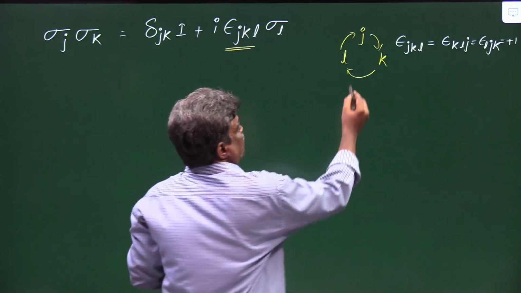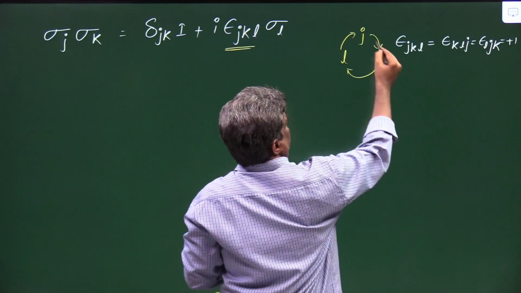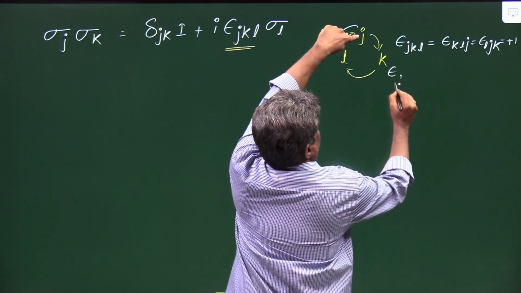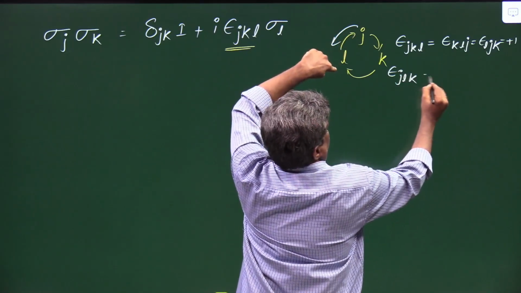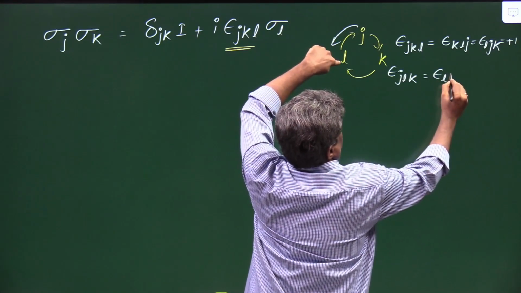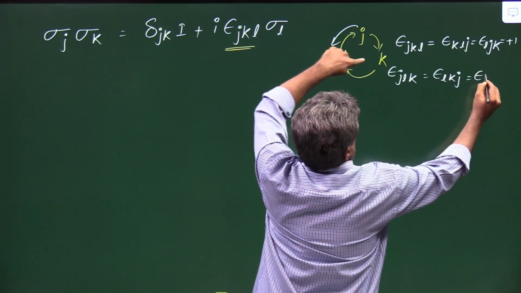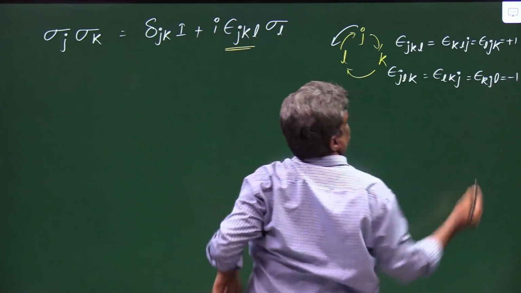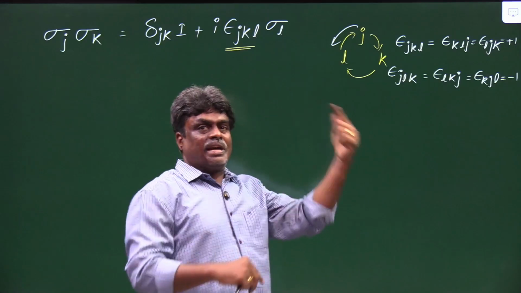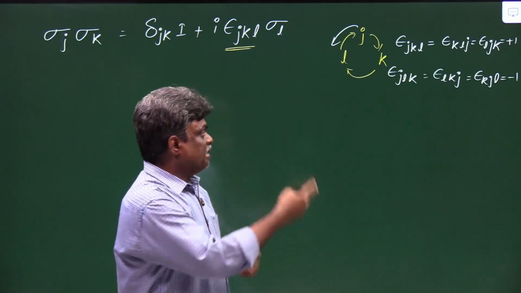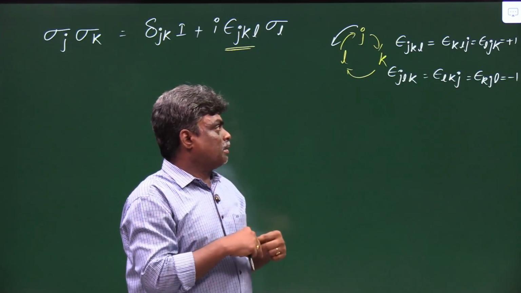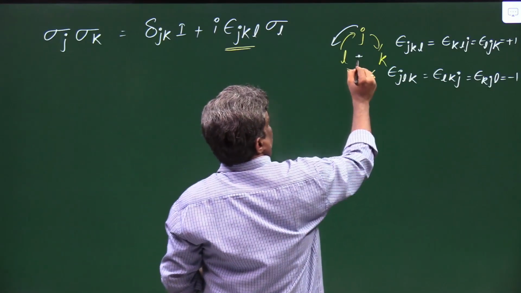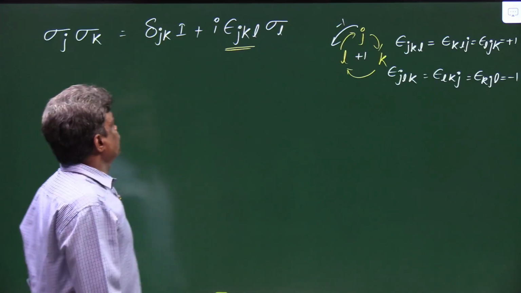If you go in the reverse order, we started from here, you can go in the reverse way like this. That is epsilon jlk, epsilon lkj, epsilon reverse kjl. This is equal to minus 1. So basically if you go in the cyclic order, you will get a plus 1, and another order, you will get a minus 1. Okay, so this is a plus 1 order and this is a minus 1 order.